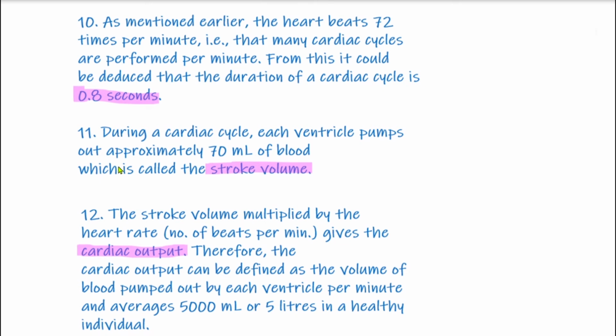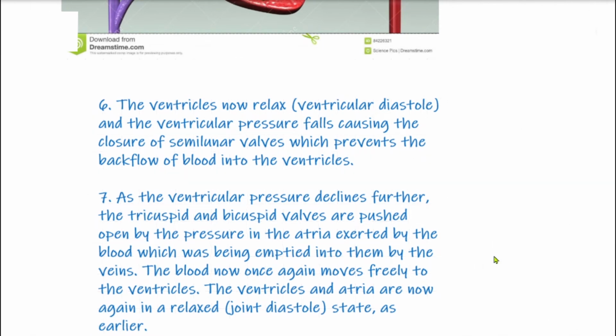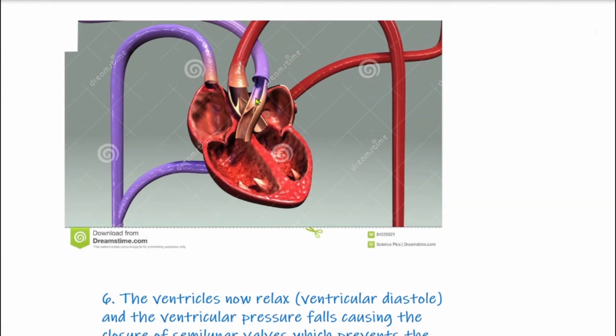Now students, during one cardiac cycle, each ventricle pumps out approximately 70 ml of blood, which is called stroke volume. In one cardiac cycle, each ventricle pumps out about 70 ml of blood in the corresponding arteries, and that 70 ml of blood is called stroke volume. So stroke volume is the amount of blood ejected by each ventricle to the corresponding artery in one cardiac cycle.